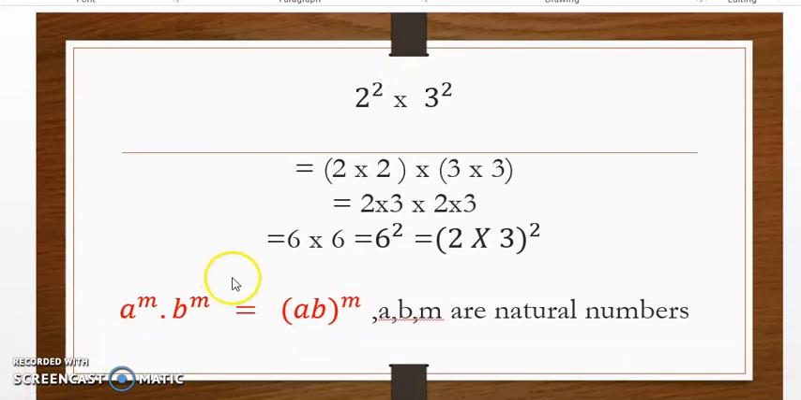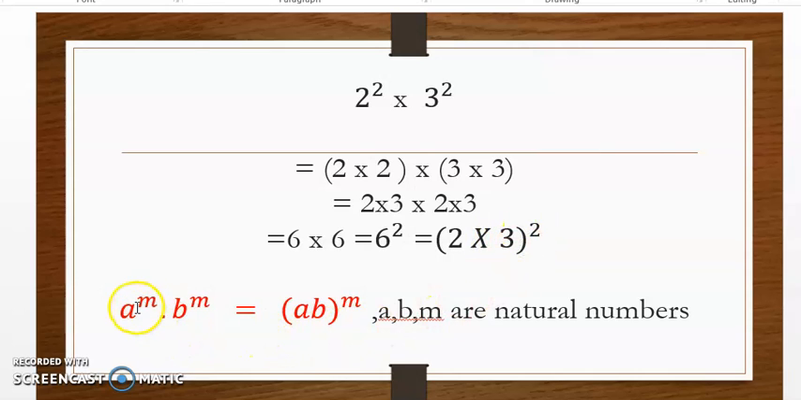And the last property is 2 to the power 2, 2 square into 3 square. So 2 square is 2 into 2 and 3 square is 3 into 3. So here I am rearranging them, I'm arranging 1 2 and 1 3 together, again the 1 2 and 1 3 together, so I'll get 6 into 6, which is 6 square, which is also the same as 2 into 3 the whole square.